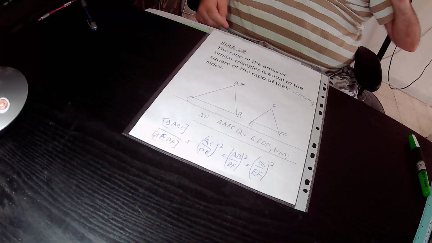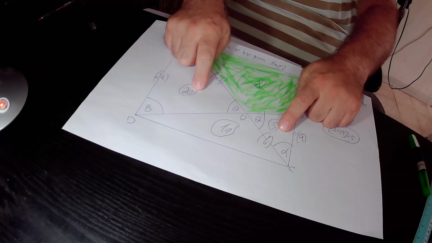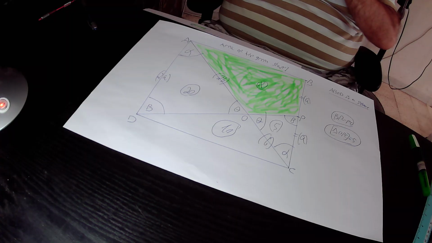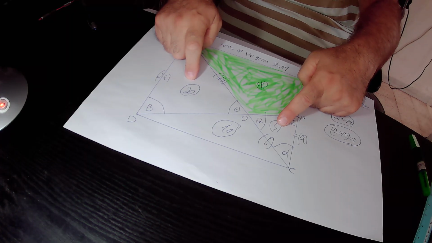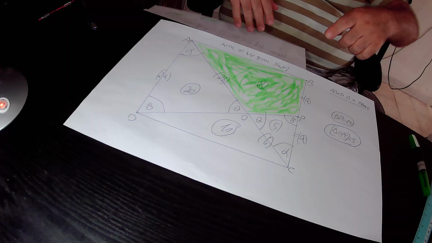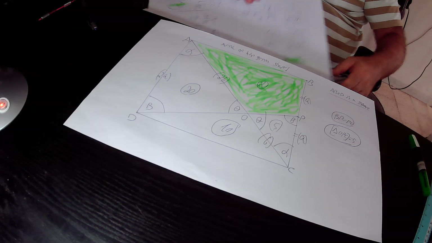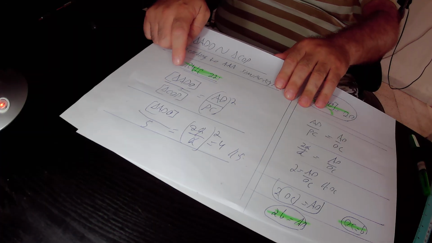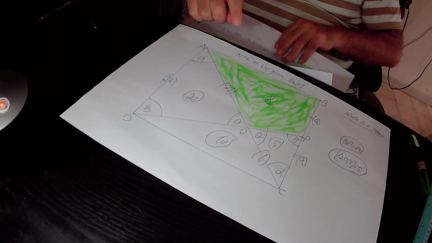So we can actually implement rule 22 in our drawing. Why? Because in our drawing, we have already found out that those two triangles are similar to each other. So we can implement here rule 22. According to rule 22, what is the ratio between the areas of those two similar triangles? It is actually the area of triangle ADO over the area of triangle COP. That ratio is equal to the square of the ratio of their corresponding sides.